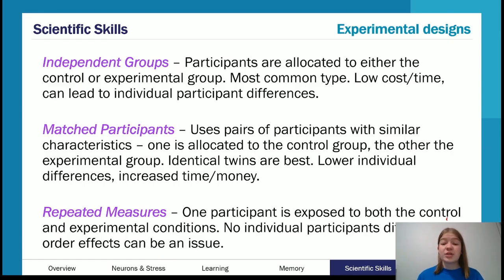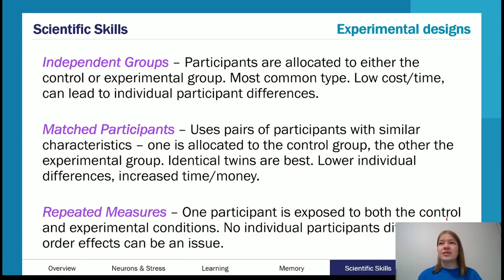We've got repeated measures, where rather than seeing how people exposed to this go compared to people exposed to that, we'll have the same person do the control and the experimental conditions so that we're not seeing any individual participant differences. However, you could get order effects. If you do this math test, and then do the math test with chewing gum, you might see an impact from there.